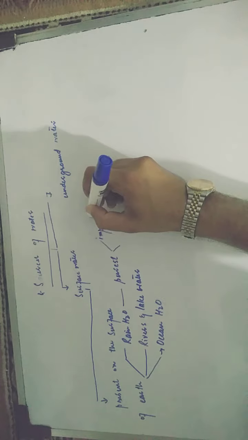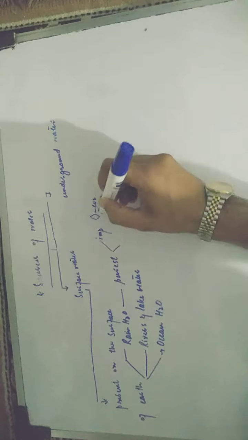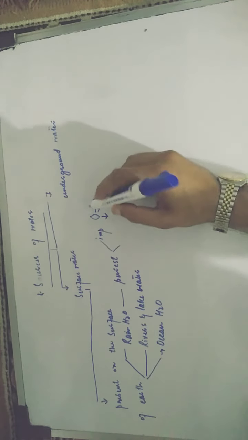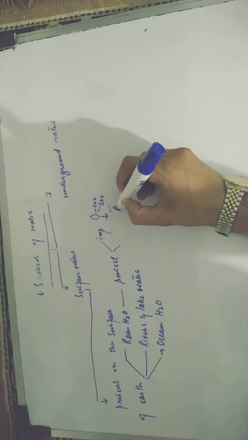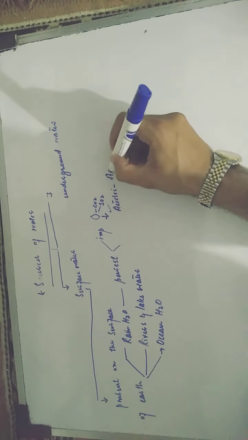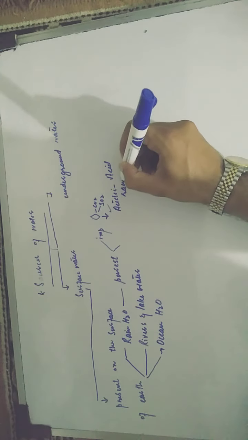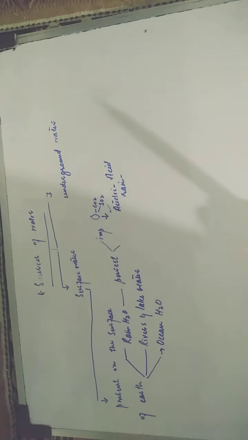So if this is a raindrop and here is carbon dioxide, sulfur dioxide, these gases will come down with it. When they react with the water, the rainwater becomes acidic and we call it acid rain. But we are talking about an area which is free from pollution, free from hazardous gases, away from the cities and industrial areas. So that rainwater will be the purest form of rainwater.